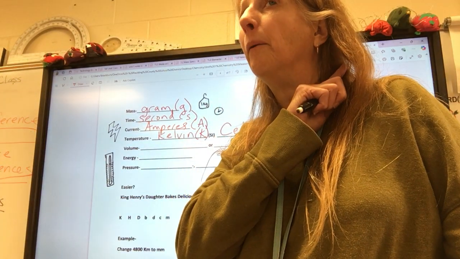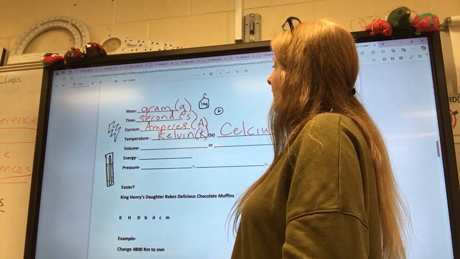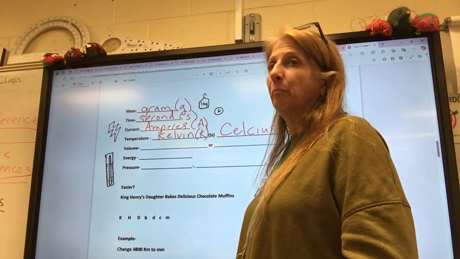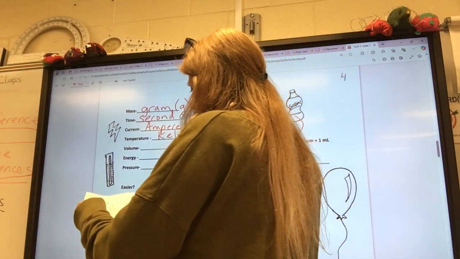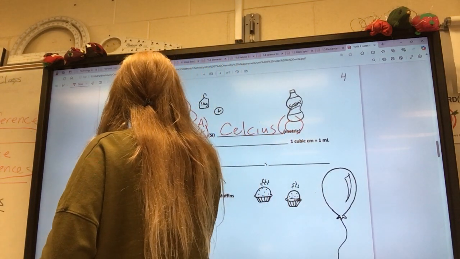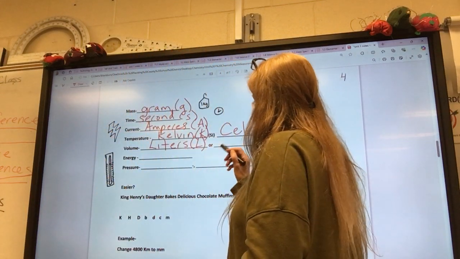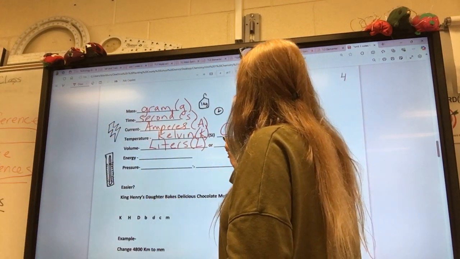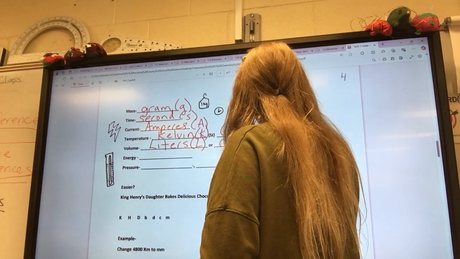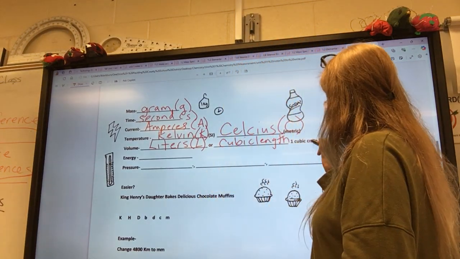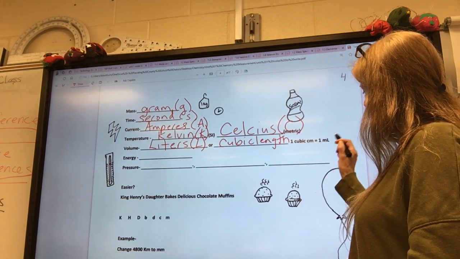Talk louder. What does the third one say? The third one is amperes, A-M-P-E-R-E-S, better known as amps. Okay. Volume is liters, capital L, or it could be a cubic length, like cubic centimeters, and 1 cubic centimeter equals a milliliter.